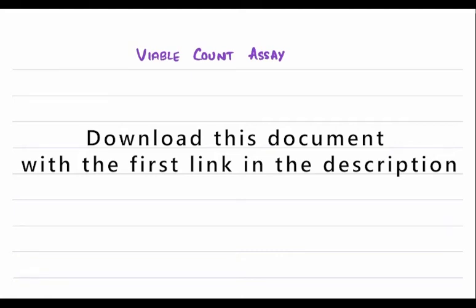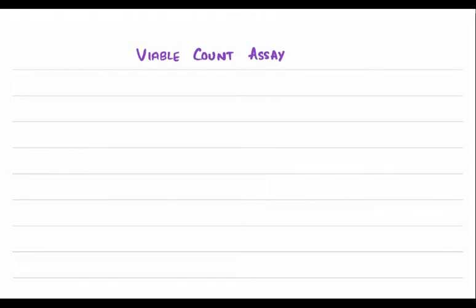Alright, let's talk a little bit about the viable count assay. Now, this is a very important technique when you are in a microbiology lab. And you have a sample, and that sample can be anything. It can be a food sample, it can be a soil sample, anything. And you want to calculate the bacterial load of this sample.